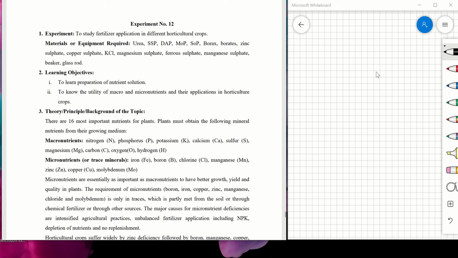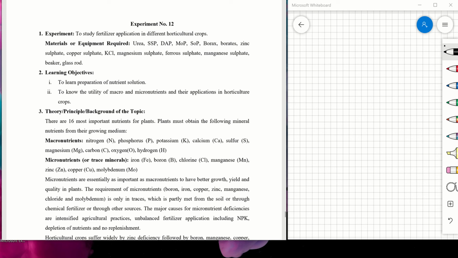Okay. So this practical experiment number 12 is to study fertilizer application in different horticulture crops. It is one of the important topics in which you should know how to calculate different doses, whether it is your micronutrient or macronutrient. So here you can see in materials required: urea, SSP, DAP, MOP. Some fertilizers are given here.